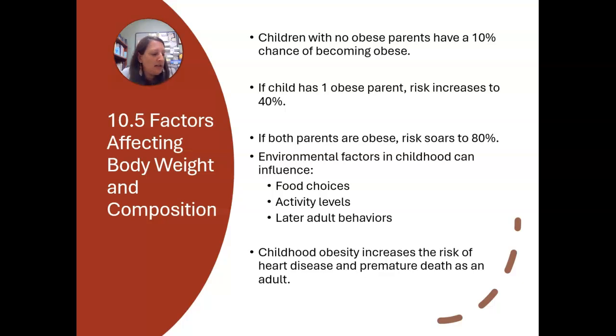So we're going to talk about genetics in just a second, but from this you can see that genetics definitely plays a role. The environment also factors in, so things like food choices, activity levels, and later adult behaviors are all going to influence weight. And lastly, childhood obesity increases the risk of heart disease and premature death as an adult.